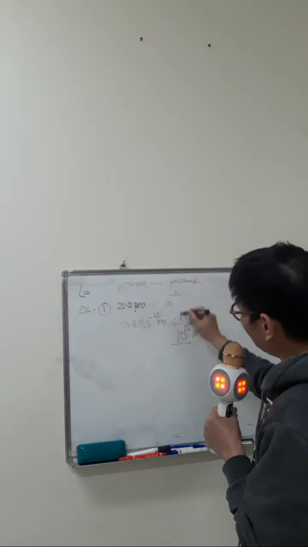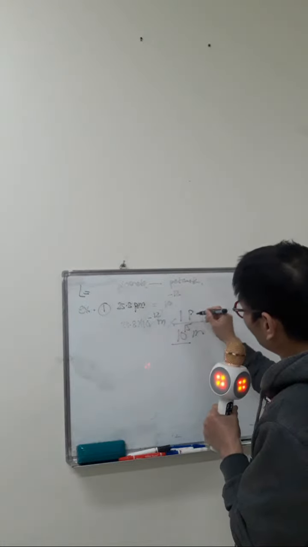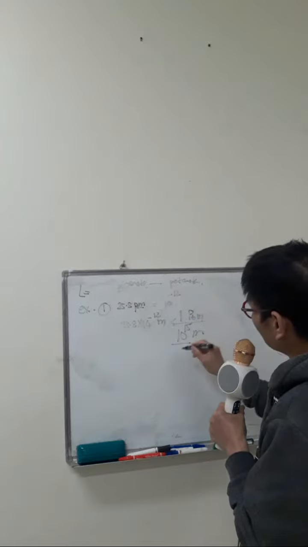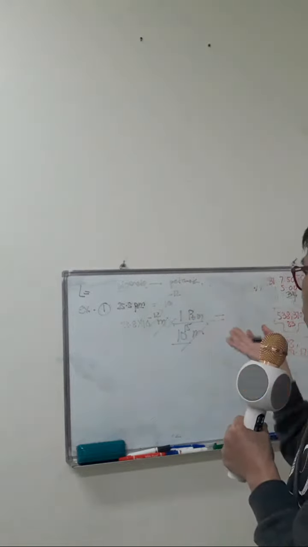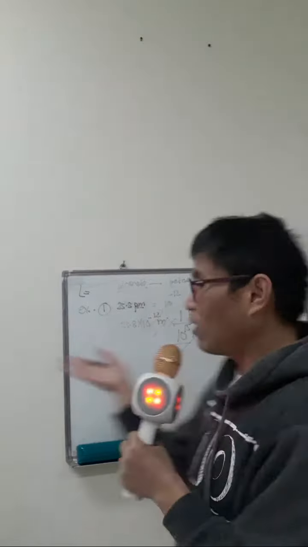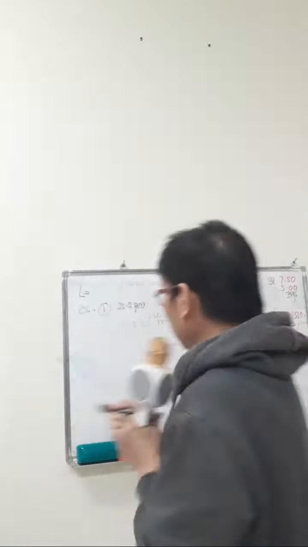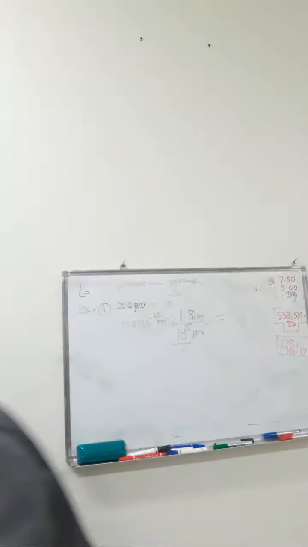And then 1 petameter. Okay? So it cancels the meter. So you have 25.8 raised to the power negative 12 divided by 10 to the 15, and that will be your petameter. So calculator please.